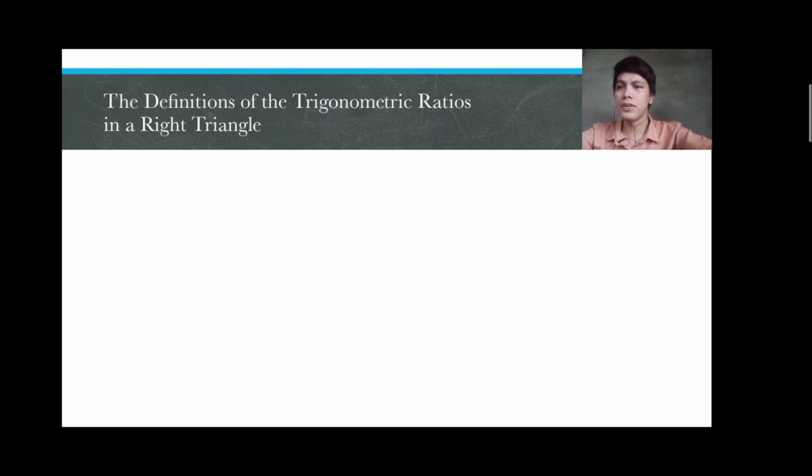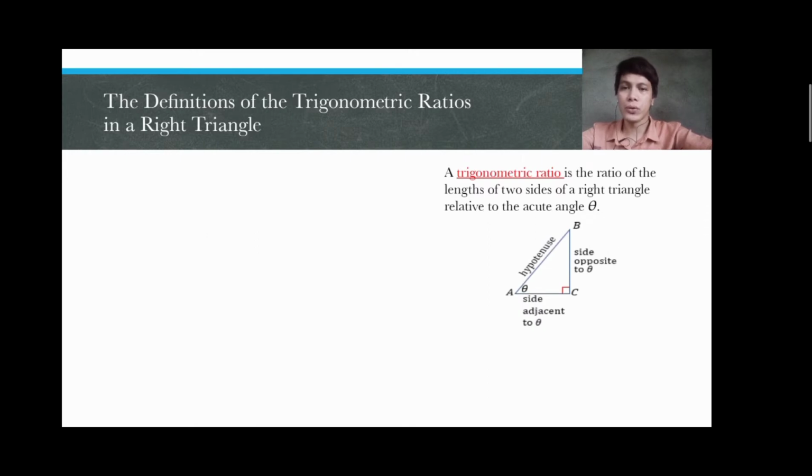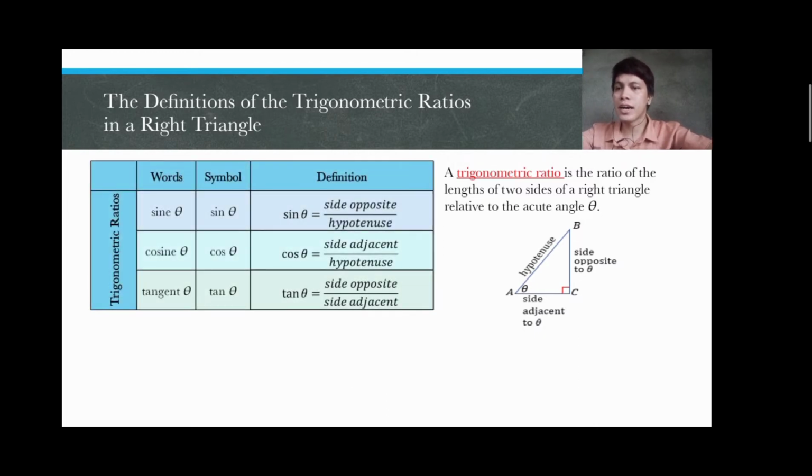And we have the definitions of the trigonometric ratios in a right triangle. A trigonometric ratio is a ratio of the lengths of two sides of a right triangle relative to the acute angle theta. First, we have the sine theta, in symbol sin theta, and that is equal to side opposite over hypotenuse. Next, we have the cosine theta, in symbol cos theta, that is equal to side adjacent over hypotenuse. Next, we have the tangent theta, in symbol tan theta, and that is equal to side opposite over side adjacent.